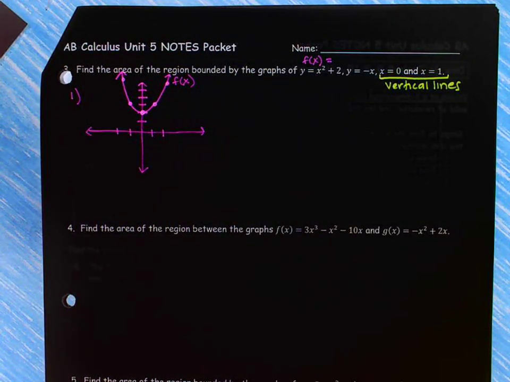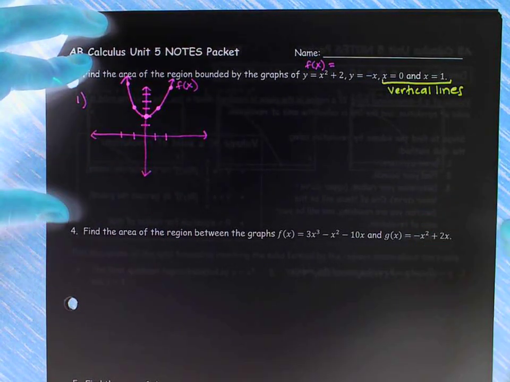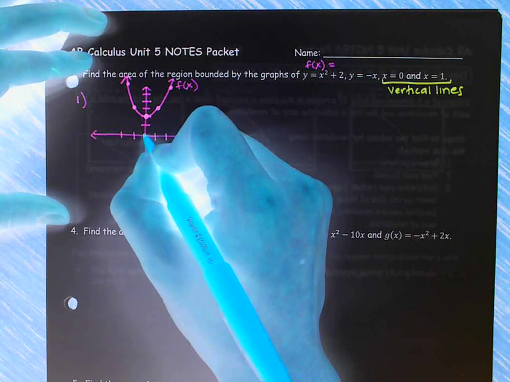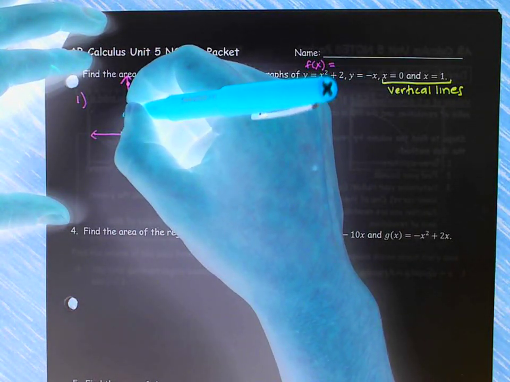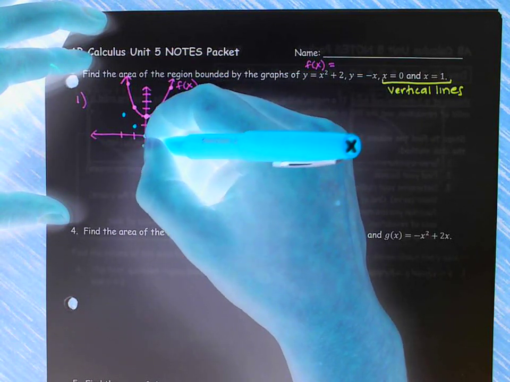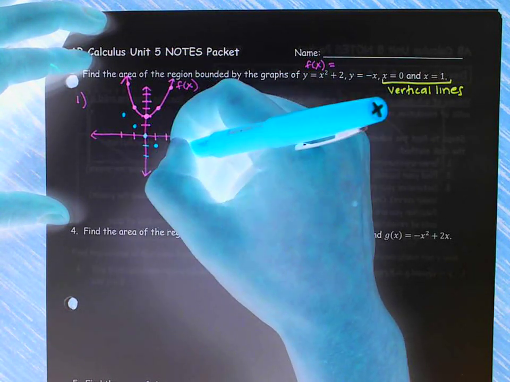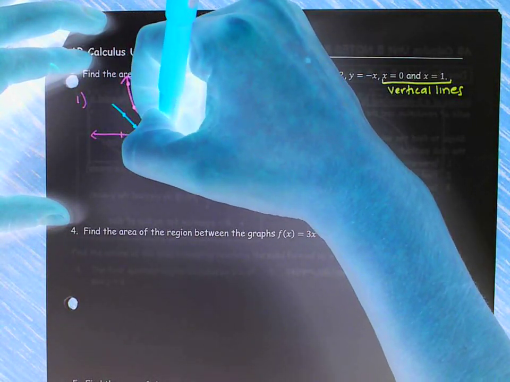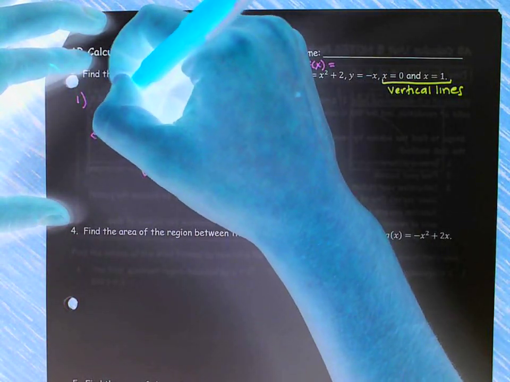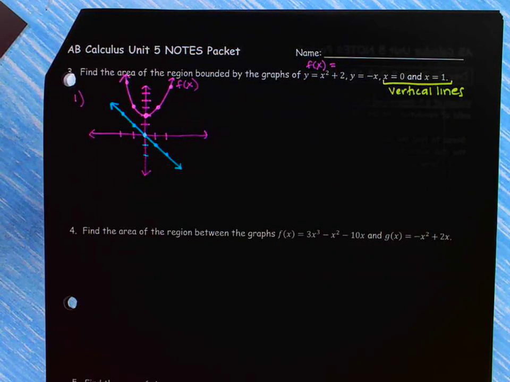Okay, now let's do y equals negative x. I'll use orange for this. I hope this color shows up a little better than that one did. Okay, y equals negative x, so a slope of negative 1. I think that's showing up a lot better.